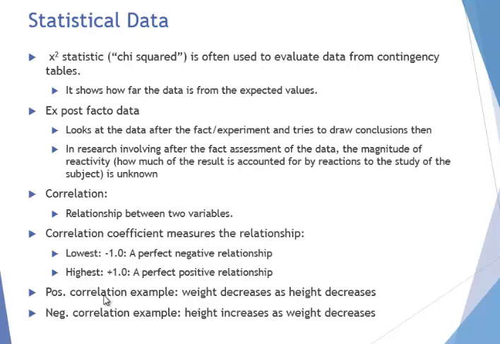A positive correlation example: weight decreases as height decreases. Generally speaking, obviously it doesn't always work this way. There you have short people who are fat and tall people who are skinny, but by and large, people who are taller tend to weigh more, not because they're fatter, but just because they have more body mass. A negative correlation example would be height increases as weight decreases. Obviously, in this case, the positive correlation is true, and the negative correlation is not true. But either way, that would be just an example. As one thing increases, the other decreases would be a negative relationship, or you could have no relationship at all.